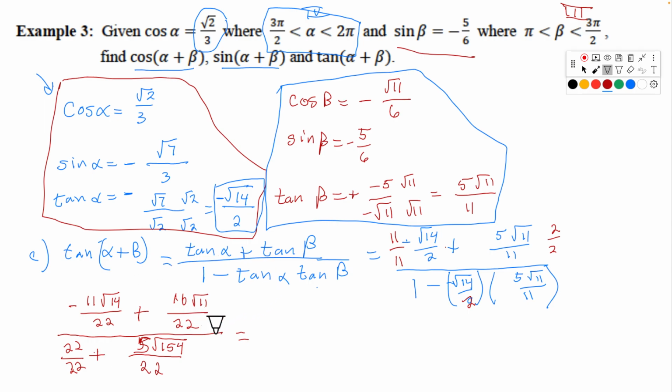So in the numerator, and I'm going to write it sort of down here, the numerator has a common denominator of 22, and it's going to be 10 square root 11 minus 11 square root of 14. I switched the order because the subtraction is easier to write that way. See, you get some really funky answers.